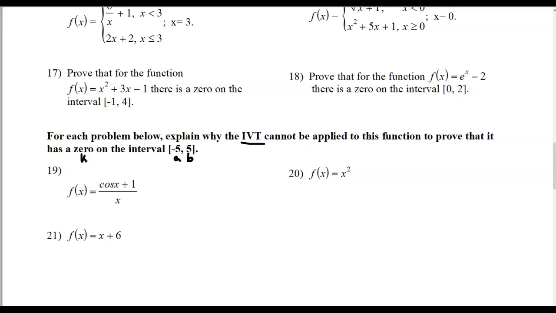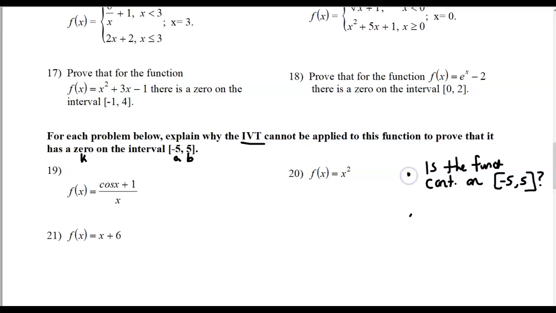So the first thing you want to do is you want to check, is it continuous on the interval? So I'm going to write this down. Is the function continuous on [-5, 5]? In other words, are there any holes, gaps, or jumps for this function on that specific interval?